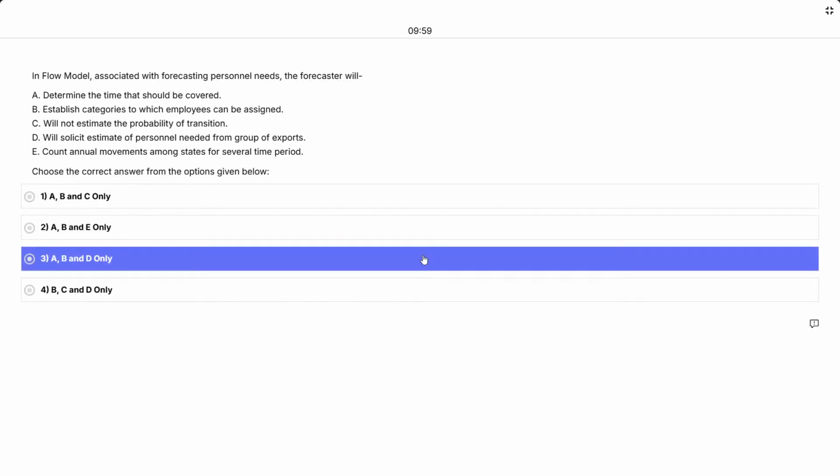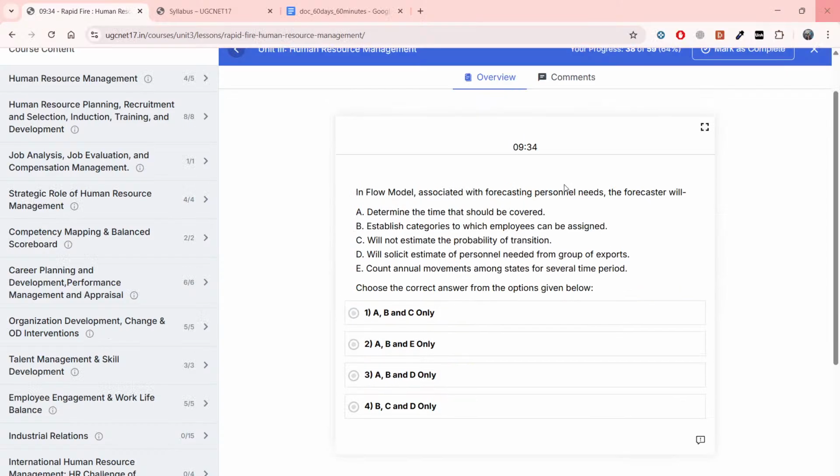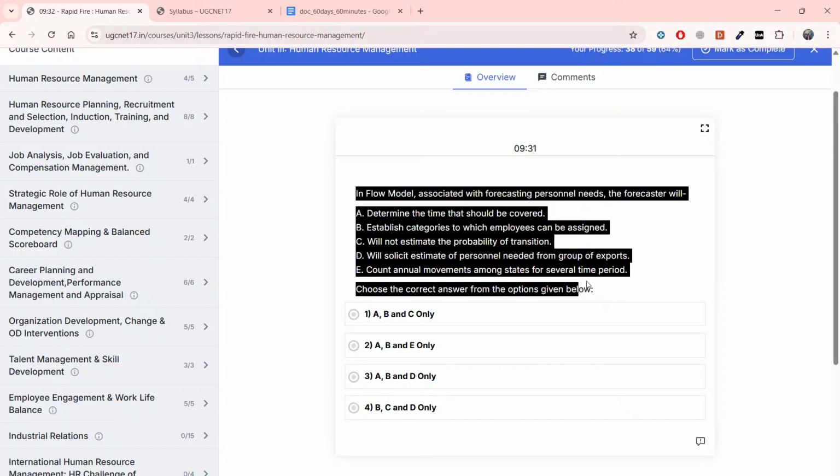In the flow model associated with forecasting personal needs, the forecaster will determine the time that should be covered, establish categories to which employees can be assigned, will not estimate the probability of transition, will solicit estimate of personal needs from groups of experts, cost, count annual movements among states for several time periods. Personal need, let's see. So we'll copy this question.